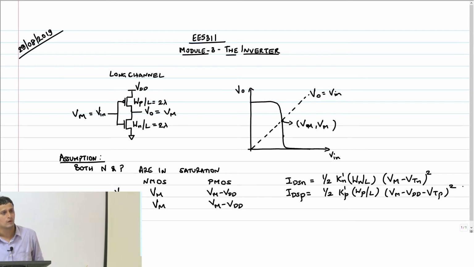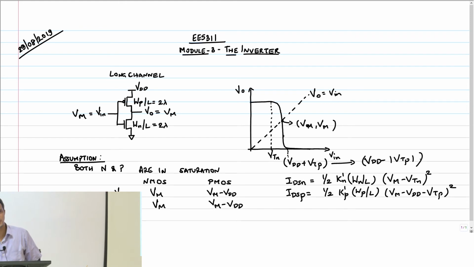Okay, on this curve, can you tell me, somewhere here is where Vtn is, somewhere here is Vdd plus Vtp, right? Or if you want me to be very careful and indicate that it's a negative value, I will say Vdd minus mod Vtp, just to show that it's a negative number there. Okay, so Vm is between these two values.